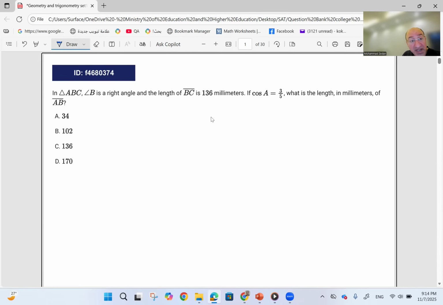Question number one. In triangle ABC, angle B is right. So just draw a triangle like this and name it ABC, such that B is a right angle. The length of BC is 136 millimeters. Cosine A, this angle A, cosine A is 3 over 5, it means the ratio 3 to 5. So the side lengths themselves make it 3n to 5n. What is the length in millimeters of AB?